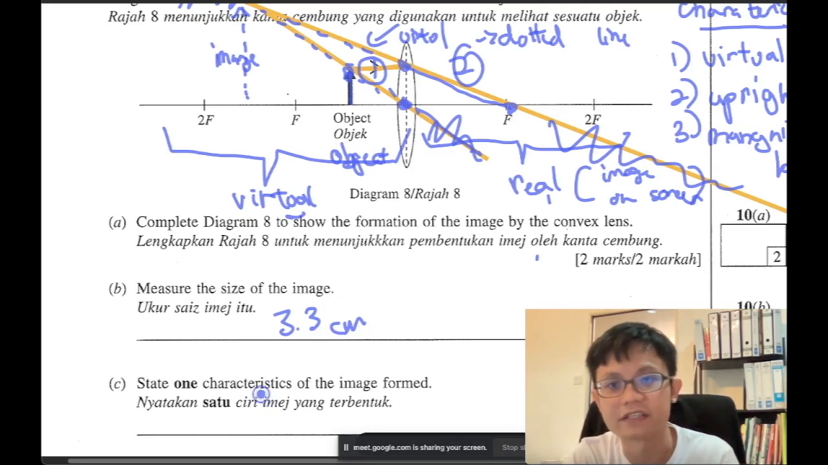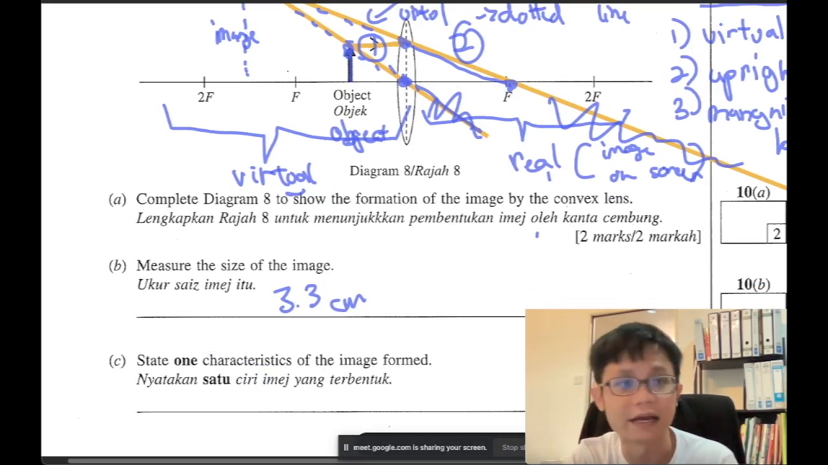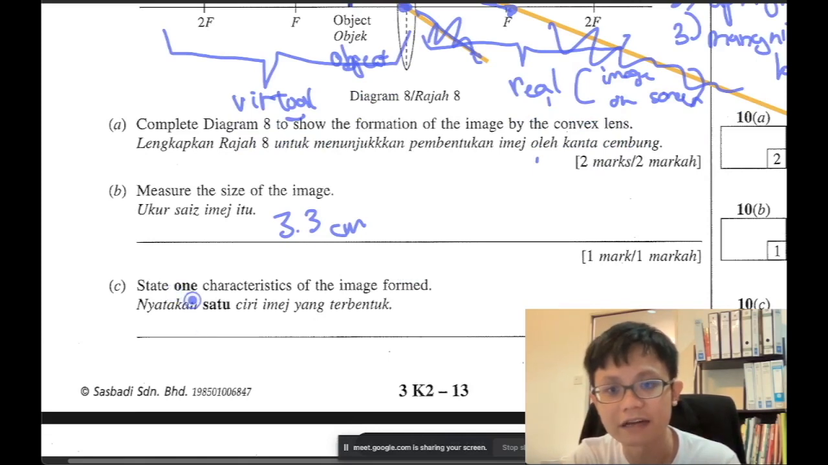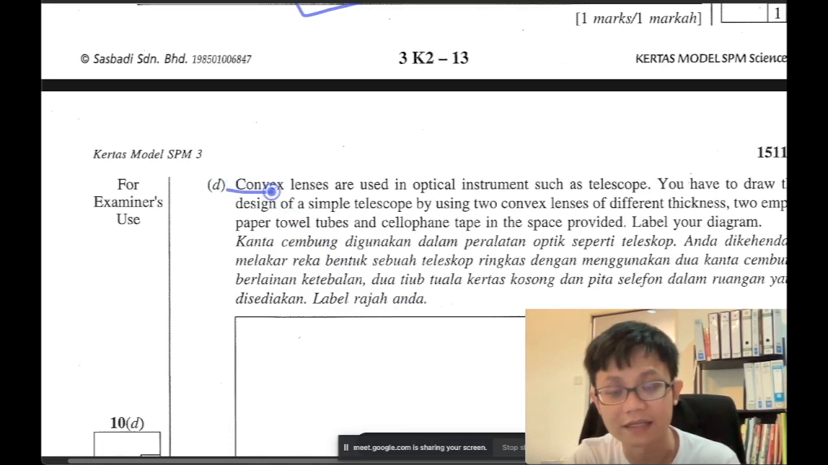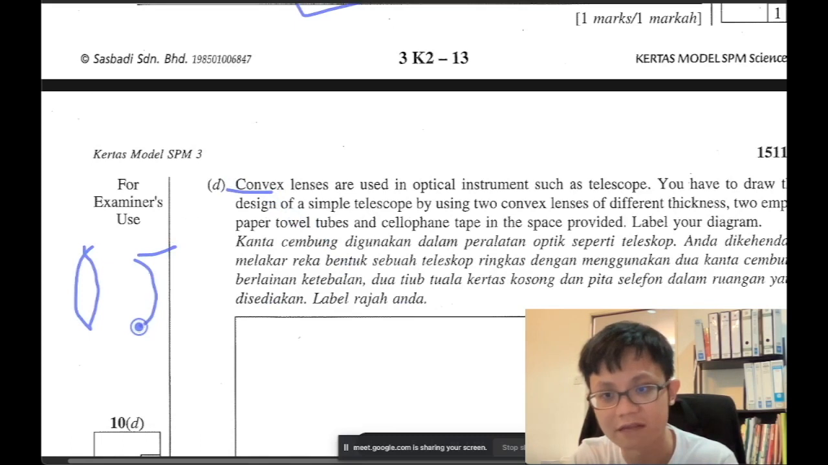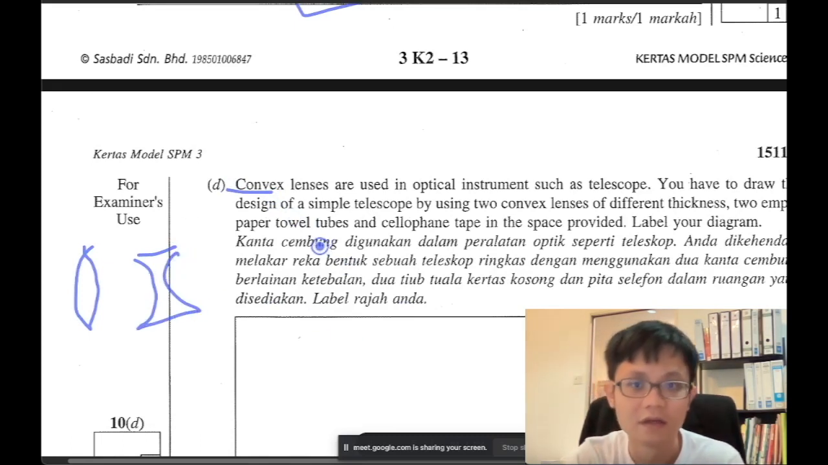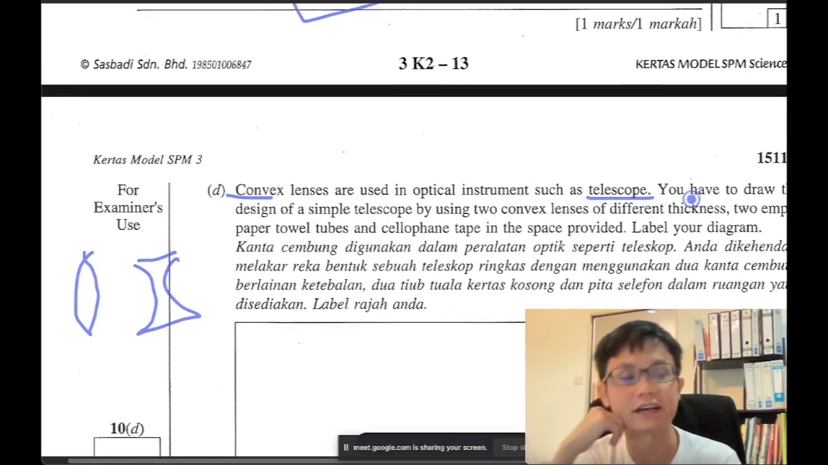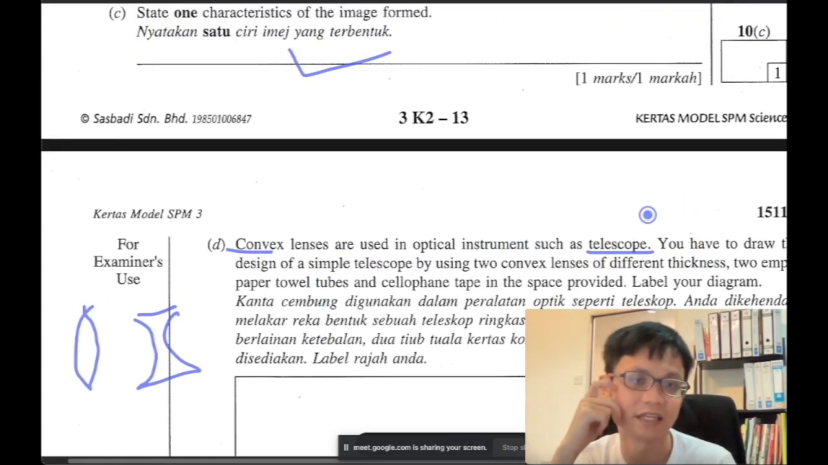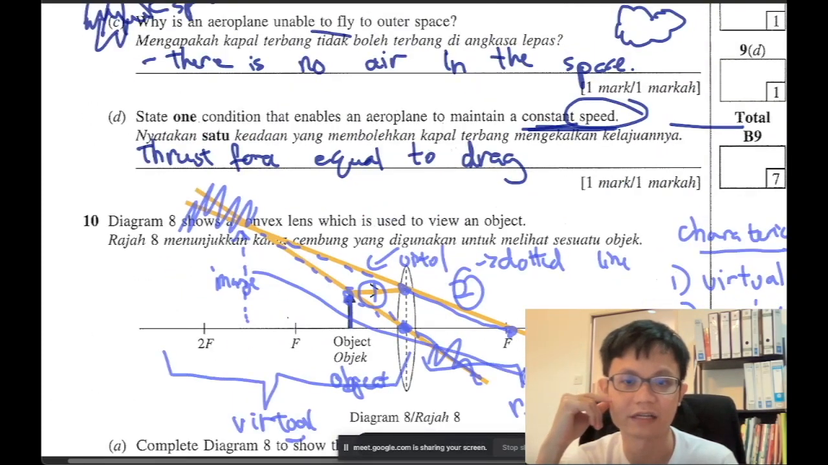State 1 characteristic form. We already do this question. Either you want to say it is virtual, upright or magnified. We already do this question. State 1 characteristic. Again, this question I already do. Put a tick here. Convex lens means the lens that is middle big, correct or not? Concave lens means the lens is middle small. Convex lenses are used in optical instruments such as telescopes because we want to have an infinity view, infinity image. So we want to make it something like a straight line so that we can have an infinity image right here.